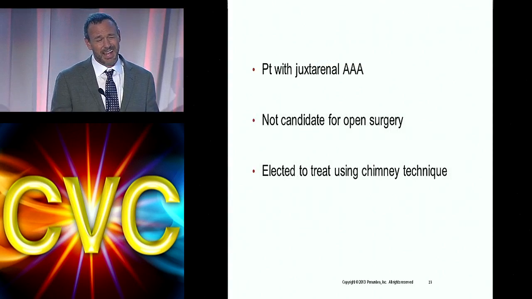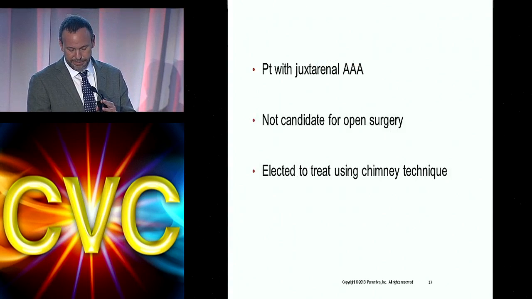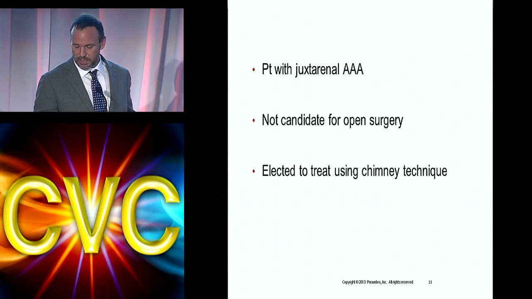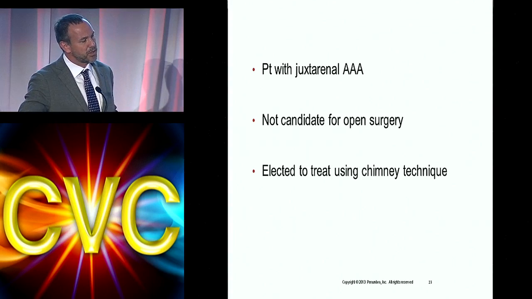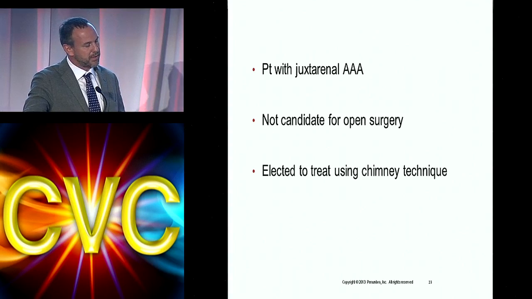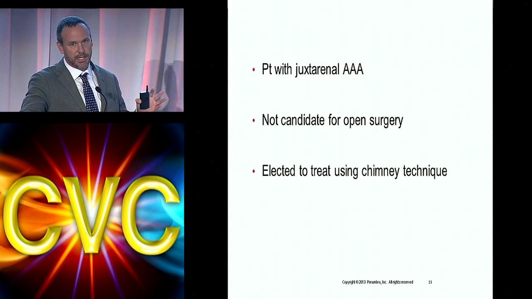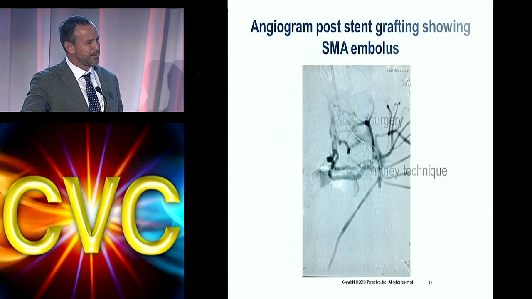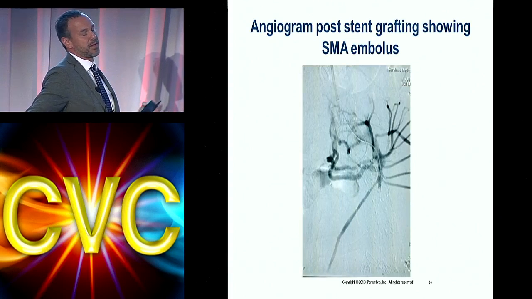This is a patient that I actually just did about 2 weeks ago. He had a juxtarenal aneurysm, was referred to me for a complex aortic aneurysm repair, with stents placed within the right and left renal as well as the superior mesenteric artery. He was not a candidate for open surgery. I elected to treat him utilizing a variety of different techniques with parallel grafts. And at the end of my procedure, I shot everything, and everything actually looked good.